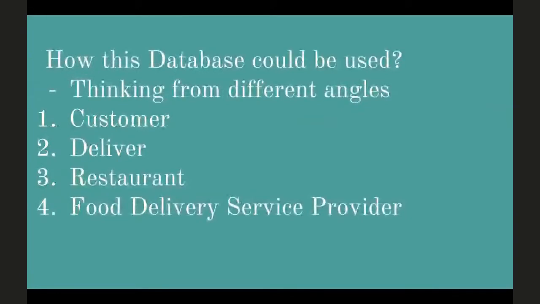So how could this database be used? We tried thinking from different angles. First of all, from the point of view of the customer, the customer just wants to order food from a restaurant, and hopefully their food will be delivered to their address. And also, a food deliverer should know where to pick up the food, what food should be picked up, and what address should be reached. And also, the restaurant should be able to update a menu of foods, count what they earn, and manage the orders they get.